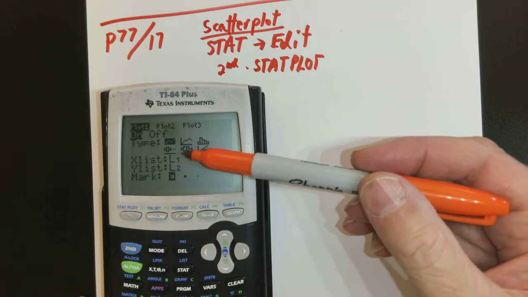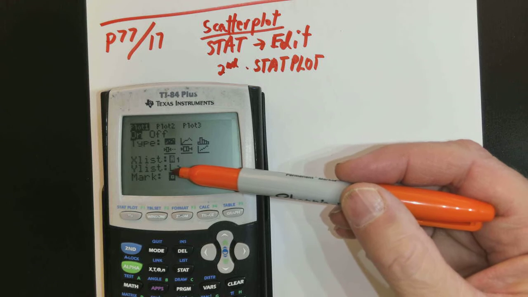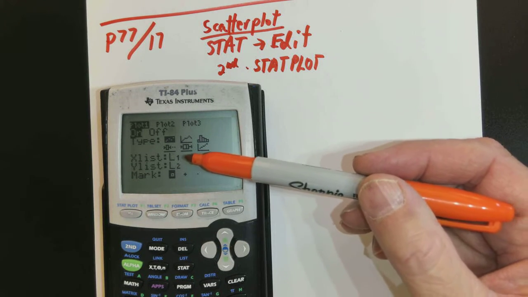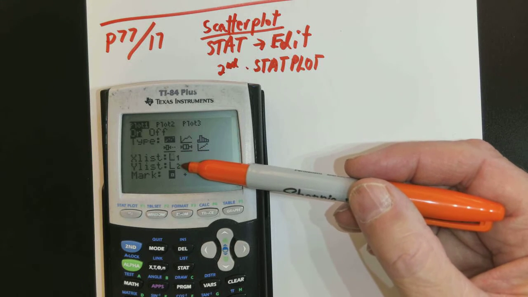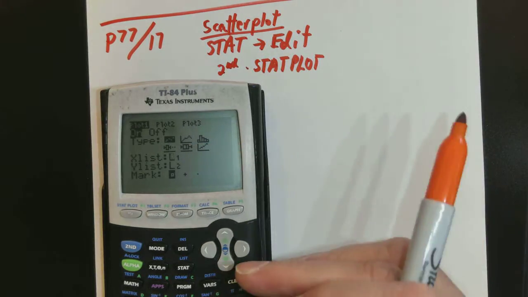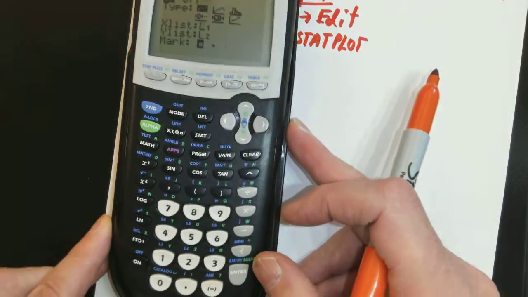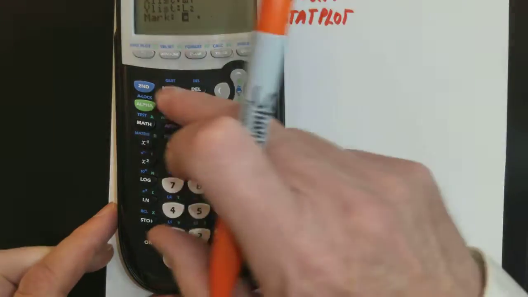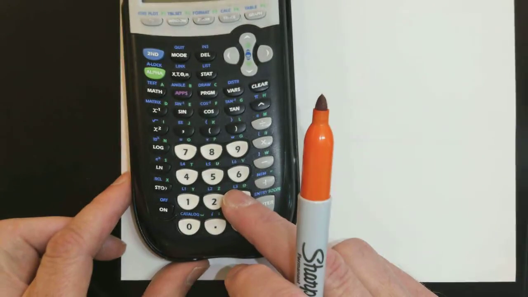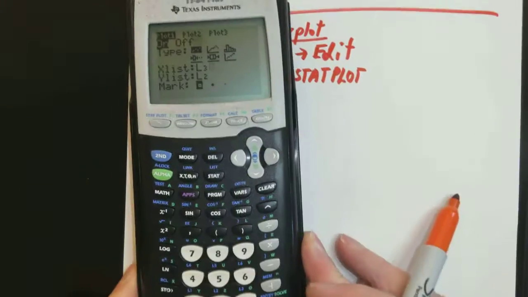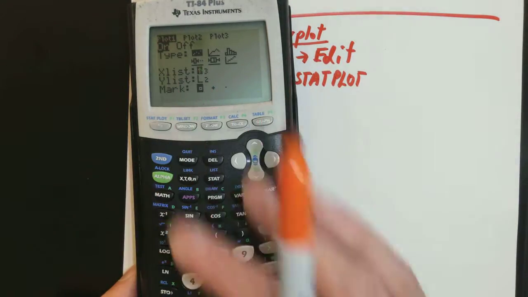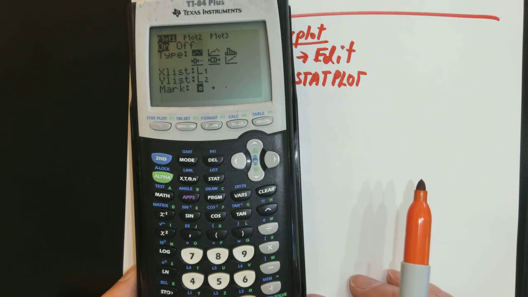You have choices on what you use for your X and your Y. I have data in L1 and data in L2. So my X variable, I'm using L1, my Y variable, L2. I don't have to change anything, but I could. If I wanted L3, for example, I would go second, and above the 3 there's an L3. Now I don't want that, I want L1. So I'll go second, and then number 1 is L1.